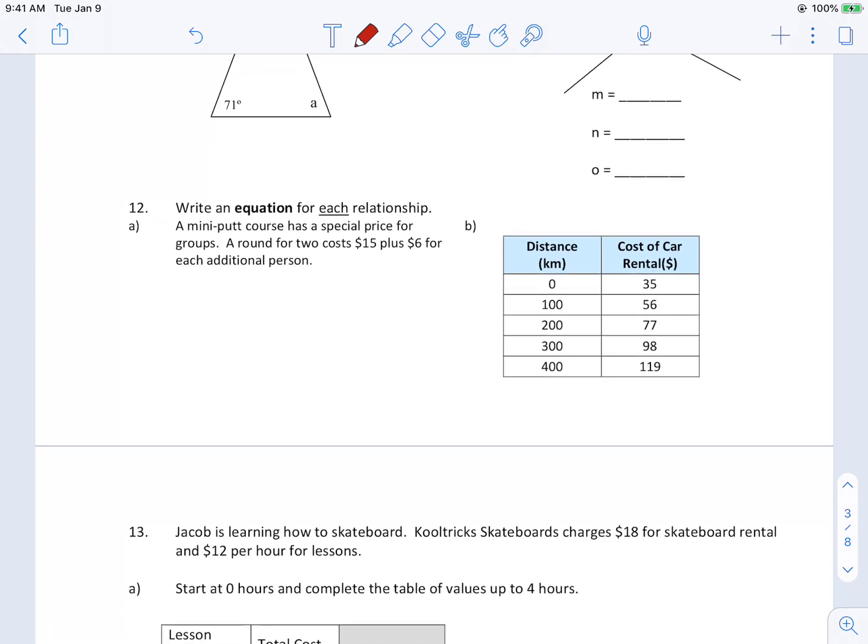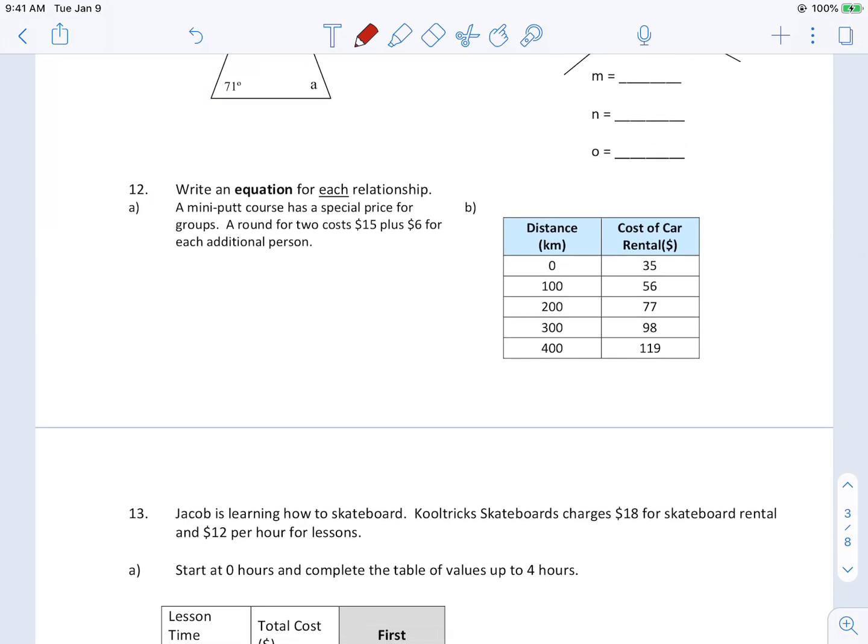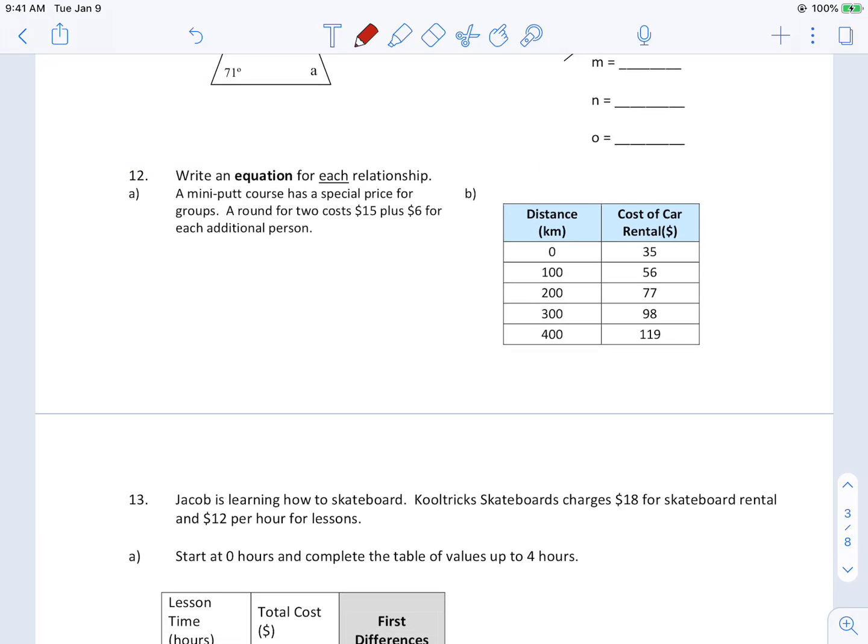So write an equation for each relationship. So it says a mini-putt course is special for groups. A round for 2 costs $15 plus $6 for each additional person. So let's take a look. So we have y equals mx plus b.